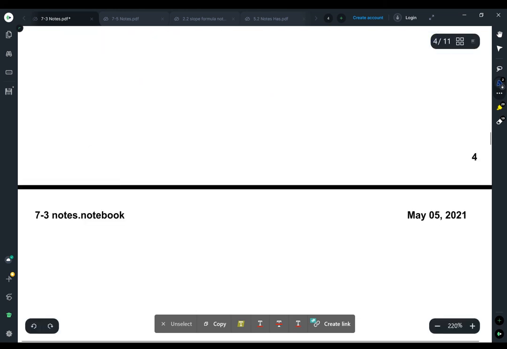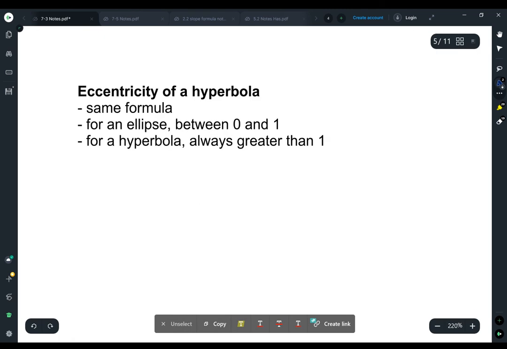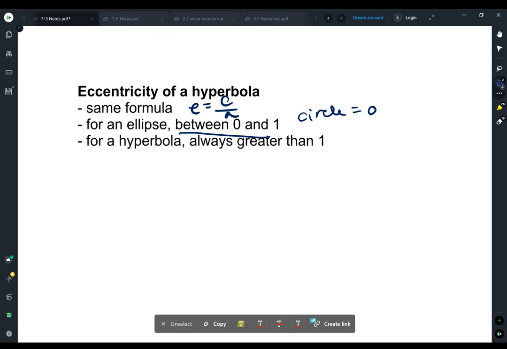So looking at eccentricity. Eccentricity of a hyperbola is found the same way, the same formula, which is E equals C over A. For an ellipse, it's between 0 and 1. Remember, circle is when it equals 0. An ellipse is between the 0 and 1. And then if I have something greater than 1, it's like the hyperbola or the ellipse almost like collapses on itself or breaks apart. Broken ellipse kind of is what we could look at. And so we have a hyperbola.